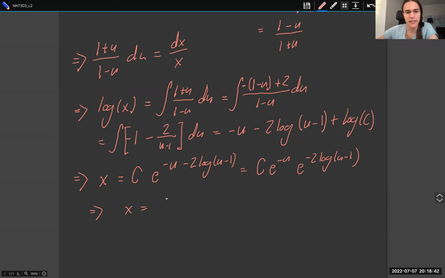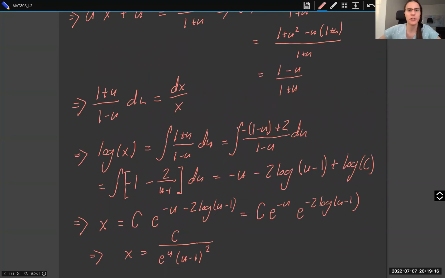So I get C. Now this is going to be negative 2, so we're just going to bring everything to the bottom. And then we get the expression u minus 1 squared, right? So that's the nicer way to write it. You should rewrite it like this. If you see log on top of an exponential, you should cancel them out, right?